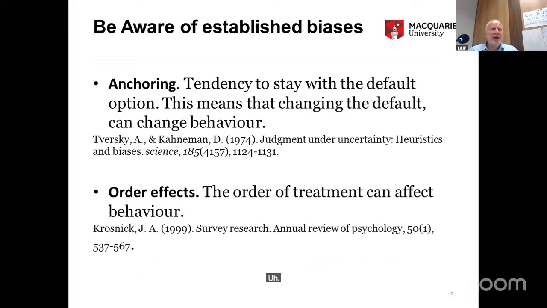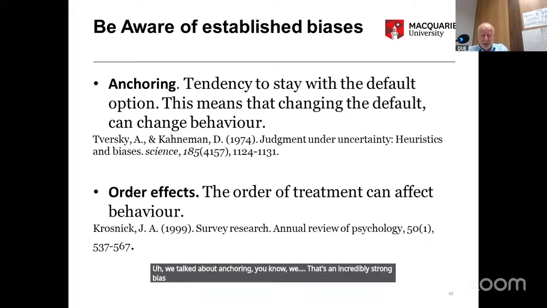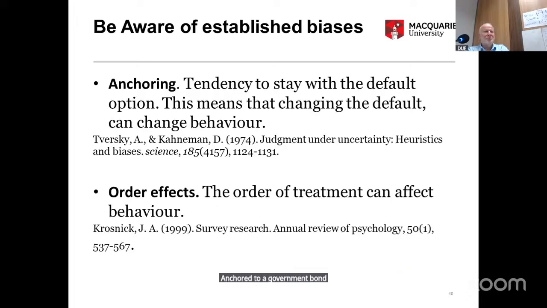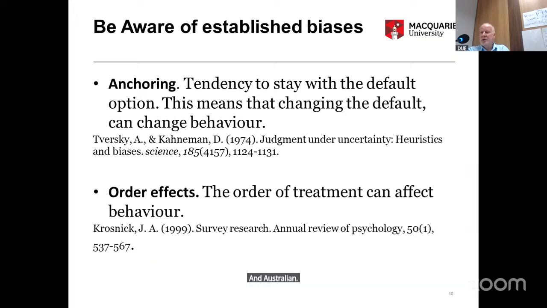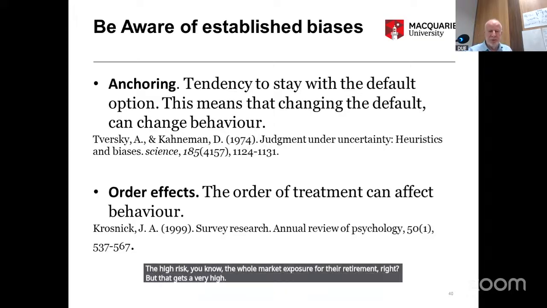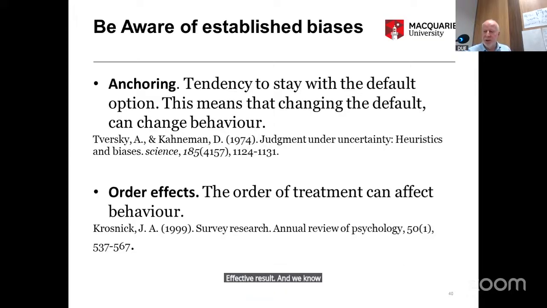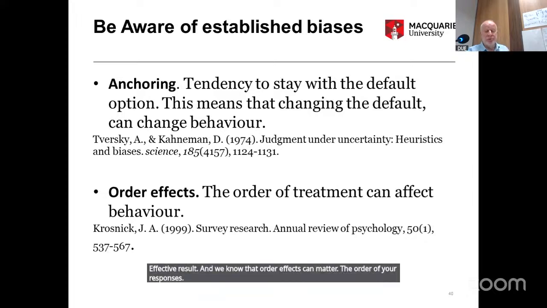We talked about anchoring, that's an incredibly strong bias. So much so that US people are anchored to a government bond portfolio with a very low return for their retirement, and the Australians are anchored to a high-risk, whole-market exposure for their retirement, right? But that gets a very high expected return. And we know that order effects can matter. The order of your responses can matter. The order in which you sleep.